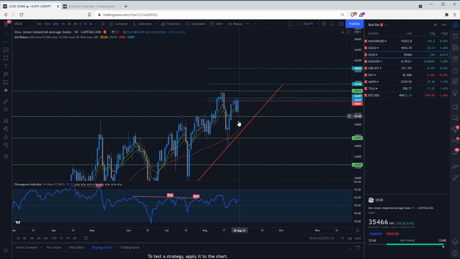That's exactly where the FIB extension tool actually showed me where to target, right? So that's just something that you guys need to take into consideration.